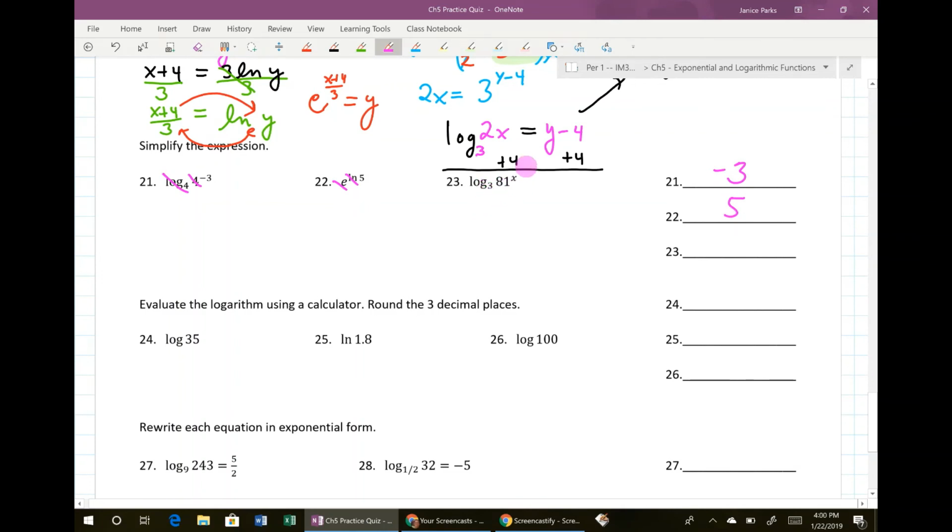Here they don't have the same base, so I have to take the 81 and change it into 3 to the 4th. Don't forget that you still have an x here, so that has to be brought down. So now I can cancel out the log base 3 and the 3, and I'm left with 4x as the answer. That is not 4 to the x, it's just 4x.